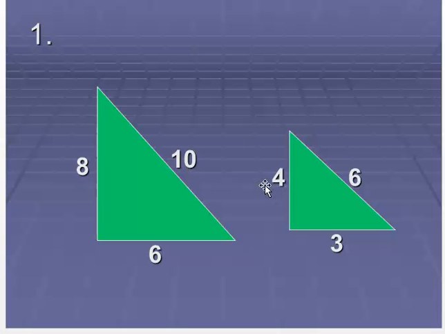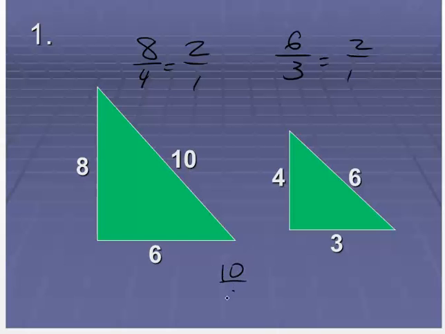That would be our scale factor. So 8 over 4 reduces to 2 over 1. Looking at the bottom of the triangle, 6 over 3 also reduces to 2 over 1. So far, they appear similar. 10 corresponds with 6. 10 over 6, if I divide them both by 2, reduces to 5 over 3 and is not the same as the other two. So no, these triangles are not similar.